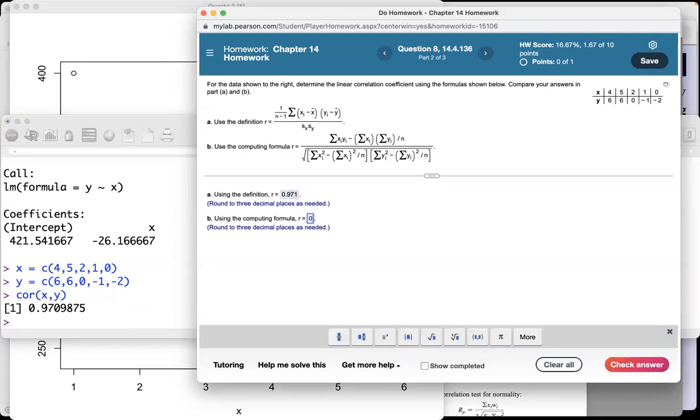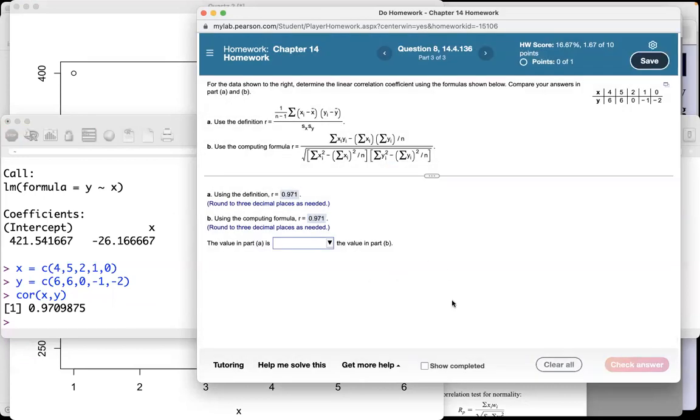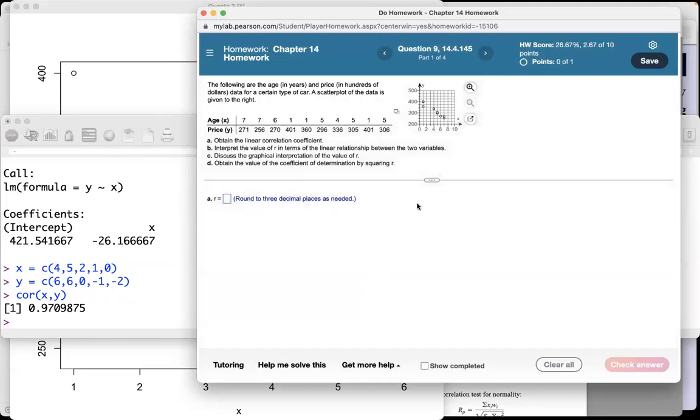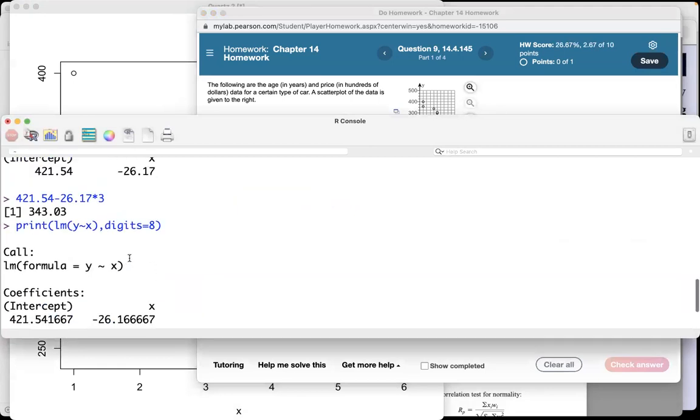And using the formula, guess what? You're going to get the same thing, 0.971. So that's the correlation coefficient, and that's the linear regression, and that's about the extent to which you need to do anything there. Okay, so the correlation coefficient can be positive or negative depending on your data.